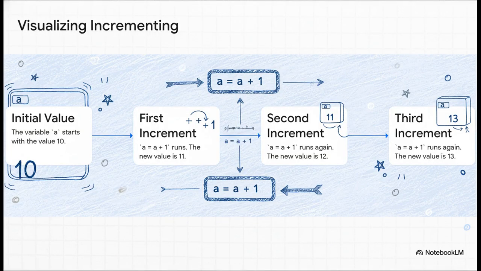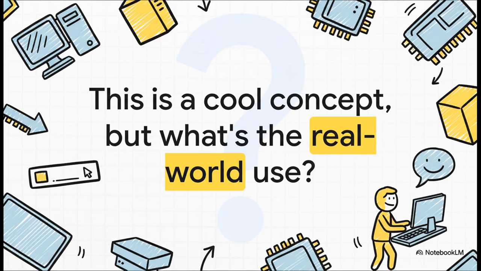We start with 10. The first time we run A equals A plus 1, the value becomes 11. Simple. But the second time we run that exact same line of code, the computer takes the new value, which is now 11, adds 1 to it, and the variable becomes 12. And you could do it again and get 13, and so on. The variable is truly living up to its name. It's always varying.